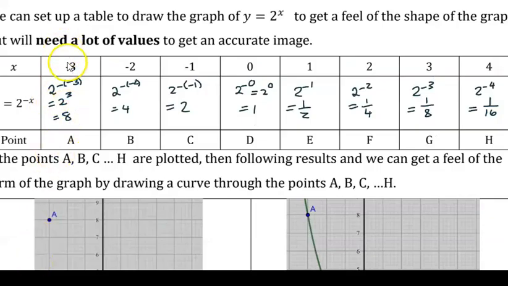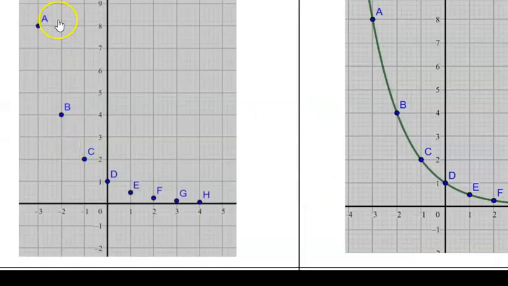Again, I've labeled the points. So here we have minus 3, 8, minus 2, 4, minus 1, 2, 0, 1, 1, 1/2, etc. So I've plotted this on the graph, and then if I plot the points, I see now we have a decreasing function. The other one, 2 to the plus x, was an increasing function. Now the values keep on decreasing. But important again, the y-intercept is equal to 1.